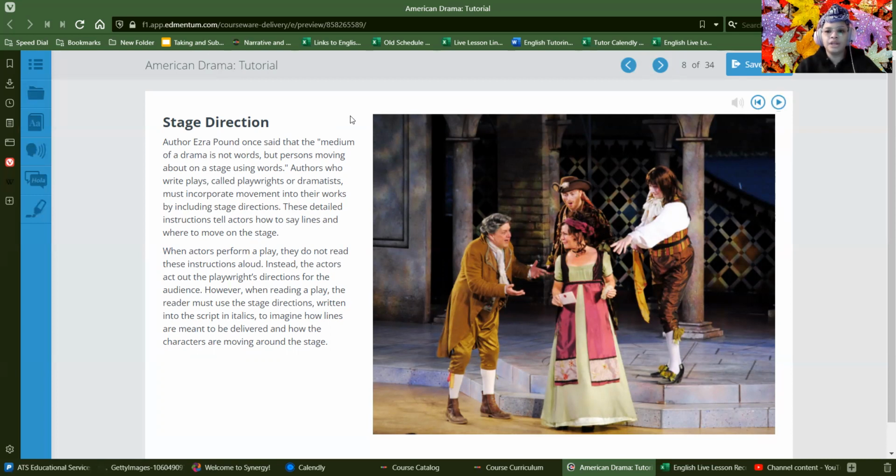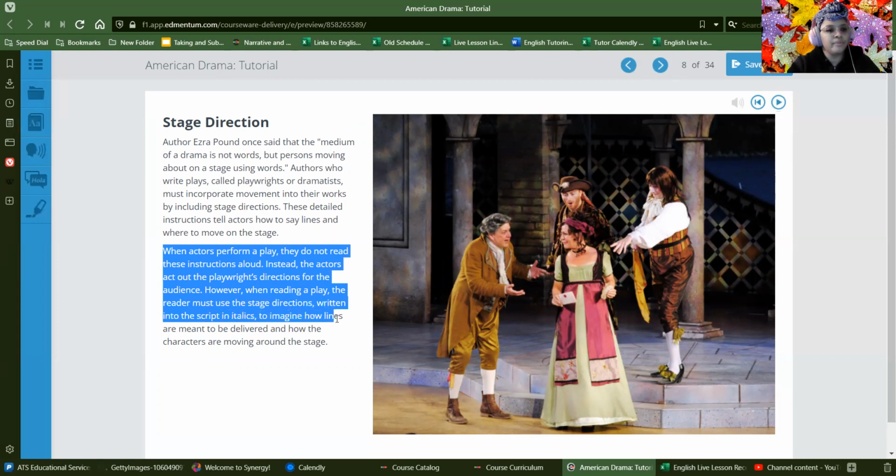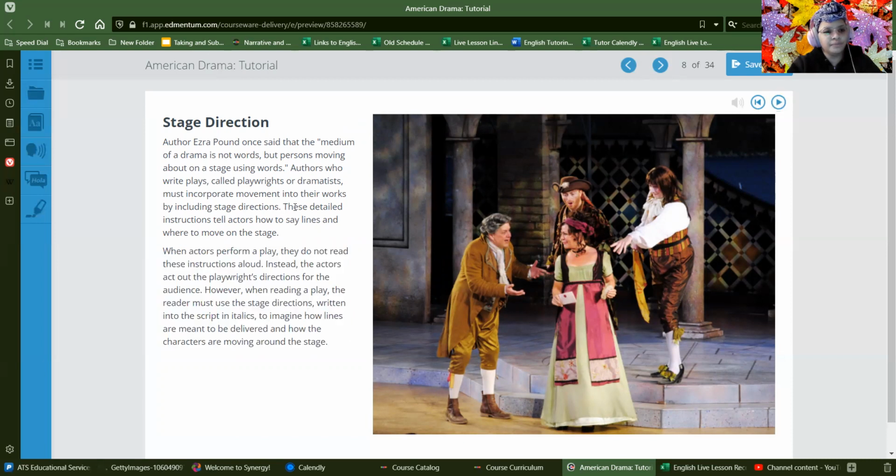So the stage directions that you see in the paragraph, the italics that we just went over in the last slide, give actors directions so that they can actually say the lines the way they're supposed to be. When actors perform a play, they do not read these instructions out loud. Instead, the actors act out the playwright's directions for the audience. However, when reading a play, the reader must use the stage directions written into the script in italics to imagine how lines are meant to be delivered and how the characters are moving about the stage.